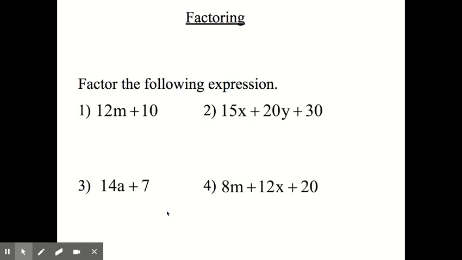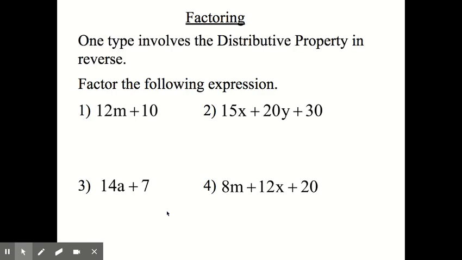Now, when using factoring, we can apply it to expressions and go from expressions that have no parentheses to ones that do have parentheses. So one type involves the distributive property in factoring, but it's in reverse. Rather than distributing, we're going to take out from both terms. So if we look at 12m plus 10, what exists in 12m and 10? What's the greatest common factor of 12m plus 10?